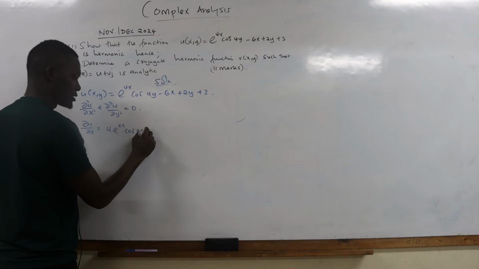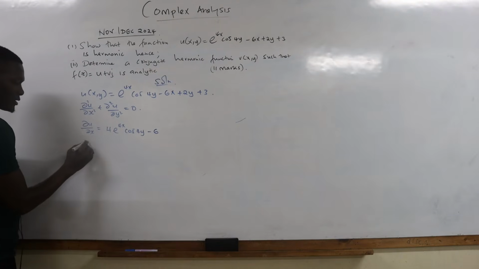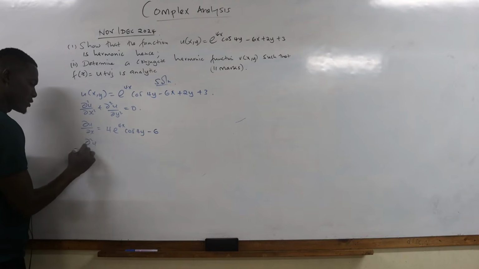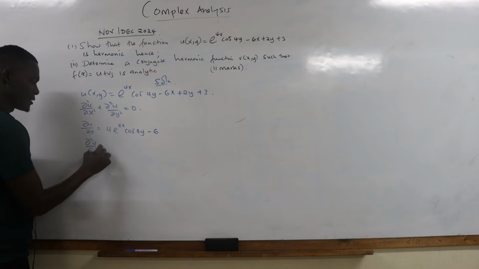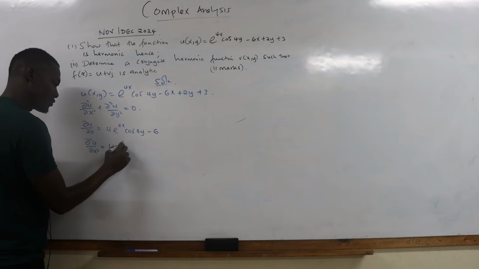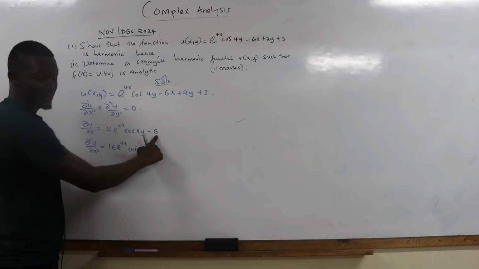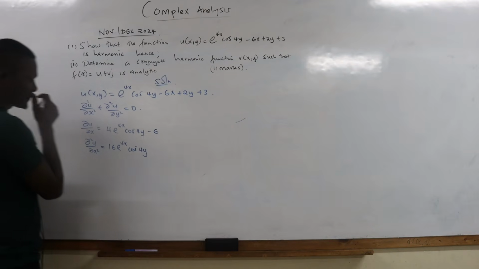Then we have minus 6. There is no x, so you don't differentiate. Twice, d squared u/dx squared. So again, drop 4 gives you 16 exponent 4x, then gives you cosine of 4y. There's no x here, so you don't differentiate that.